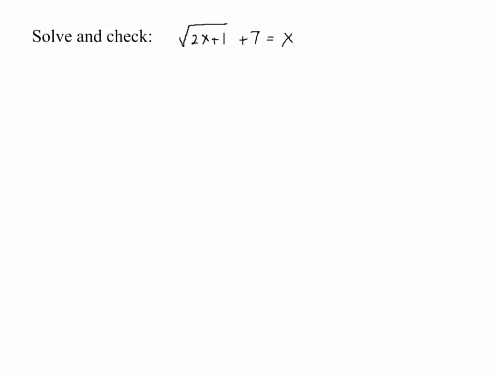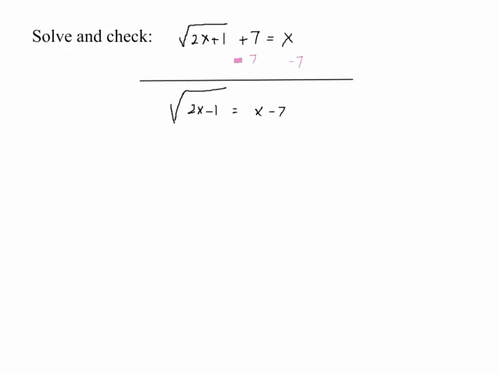Okay, good. All right. We want to solve an equation involving a square root. The first step is to isolate the square root. Let's do that. We're going to subtract 7 from both sides of the equation. So I would get the square root of 2x plus 1 is equal to x minus 7.